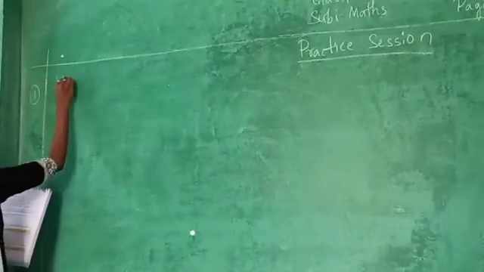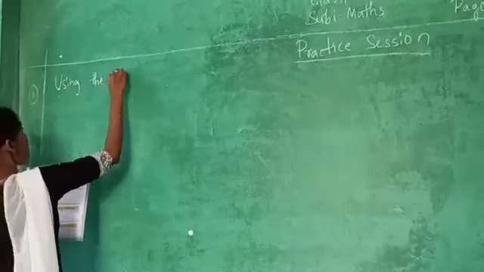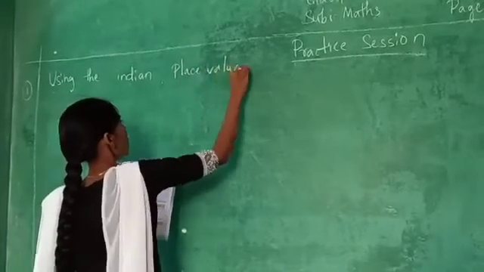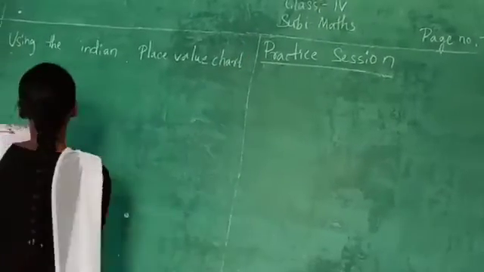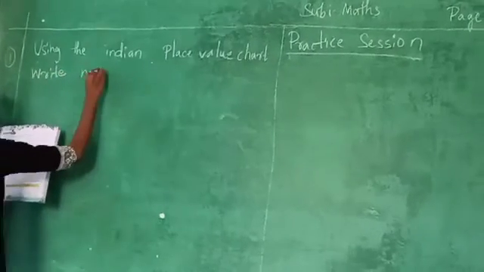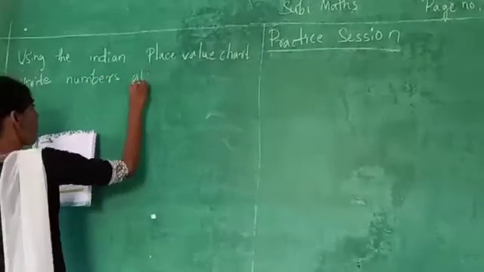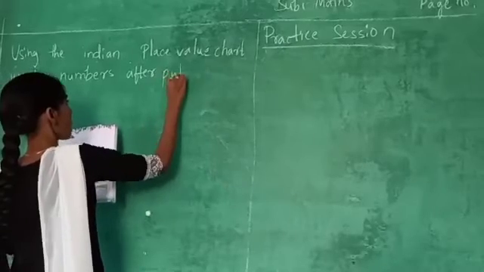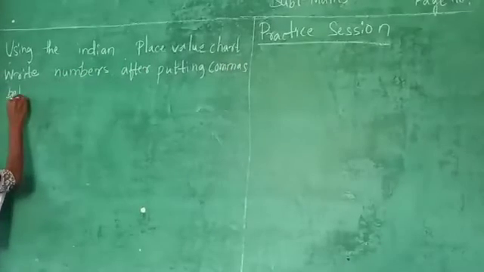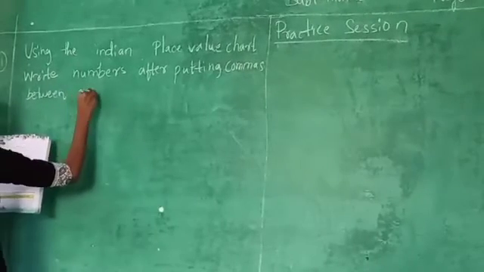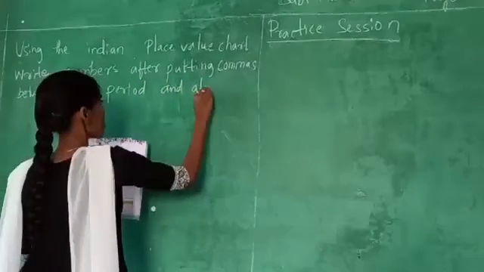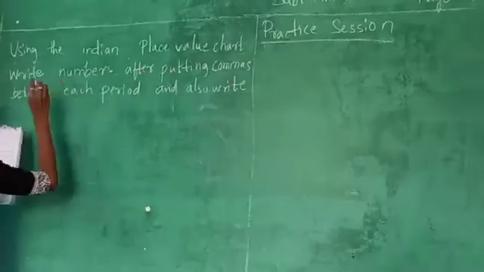Now see what they have given: using the Indian place value chart, write numbers after putting commas between each period and also write the number name.